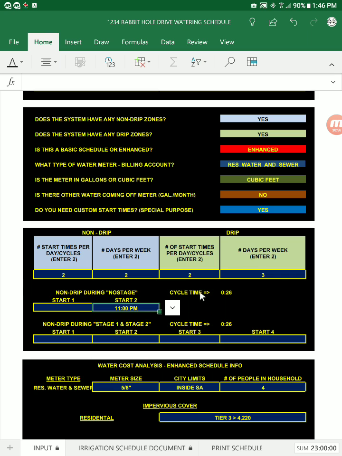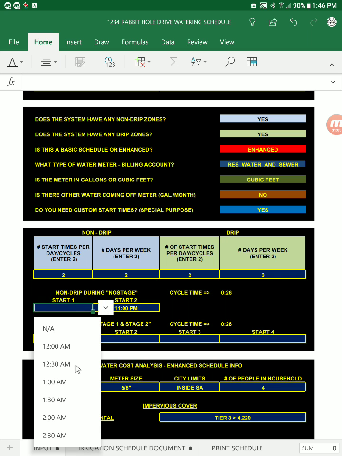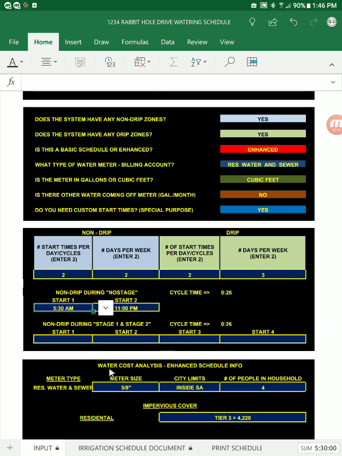This also lets me know if I'm still within watering restrictions. And then he wants this thing to be done watering before 6 in the morning. I want it to be finished watering before 6 in the morning. Well, that's easy. 5:30 for my first start time. That goes ahead and solves all that. I'm just moving this thing out of my way. That's why this is feeding back your custom cycle times.